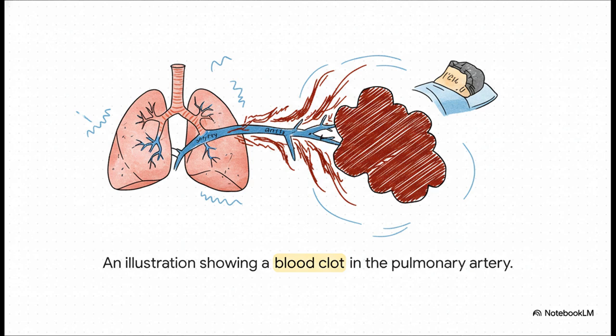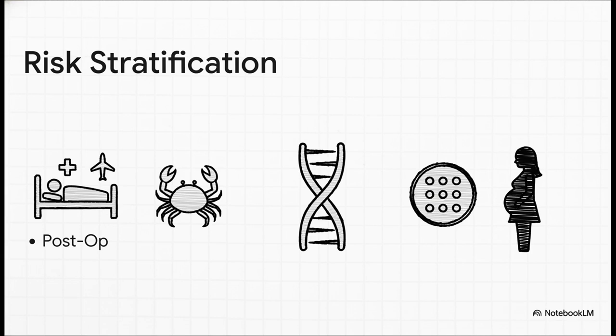See that? That clot is like a roadblock on a major highway. It's blocking blood from getting from the right side of the heart to the lungs to pick up oxygen. And that blockage, that's what causes all the chaos, the low oxygen and the strain on the heart that makes PEs so deadly.